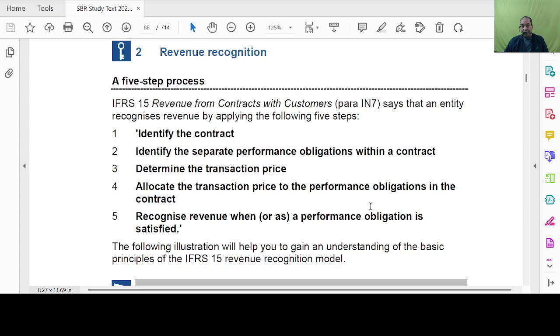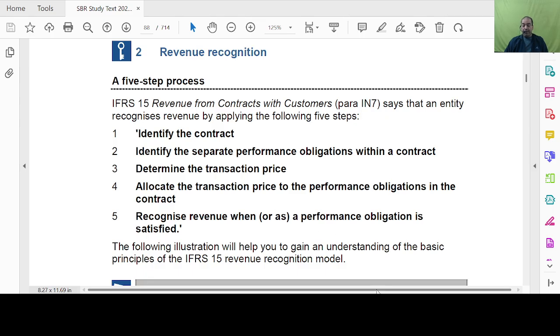Is there one single performance obligation or are there multiple performance obligations? So that has to be identified. Okay, we'll see that because we have to see each of these 5 steps in detail. So whether there is a performance obligation, whether that performance obligation is to be satisfied individually or collectively, whether it is satisfied at a point in time or over a period of time.